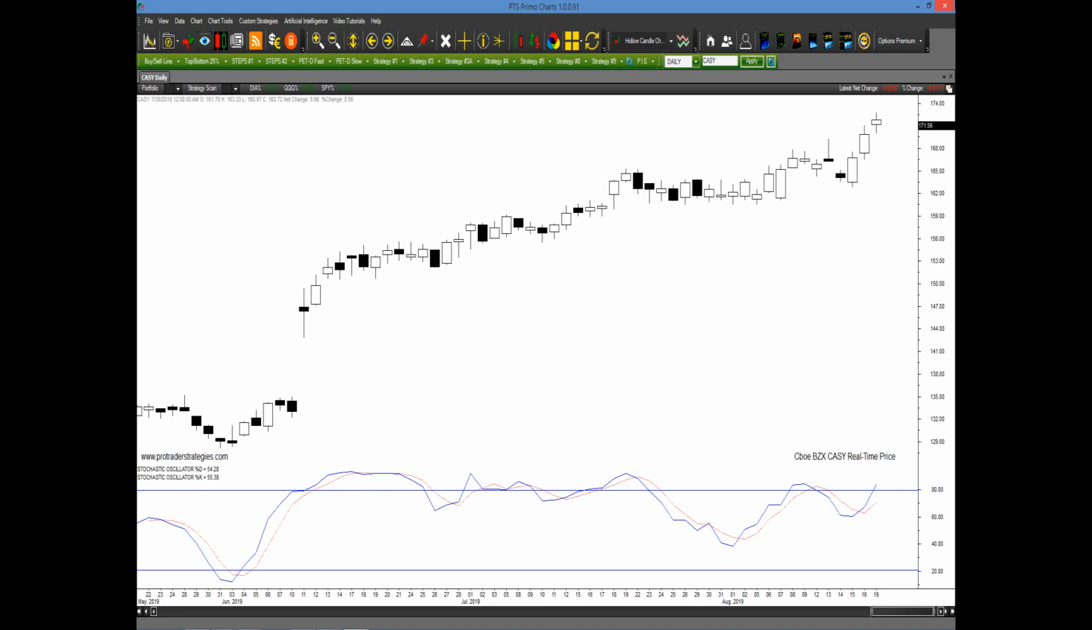Here's a chart in CASY, C-A-S-Y, okay, going up to the 2nd or 3rd week in August. As you can see, we've been going straight up. So how would we have known this in advance? Well, we want to take advantage of the traditional overbought areas, so we apply the 50. And as you can see, we were 1, 2, 3, 4, 5 bars above, which is plenty to tell you that it wants to go higher. And look what happened.